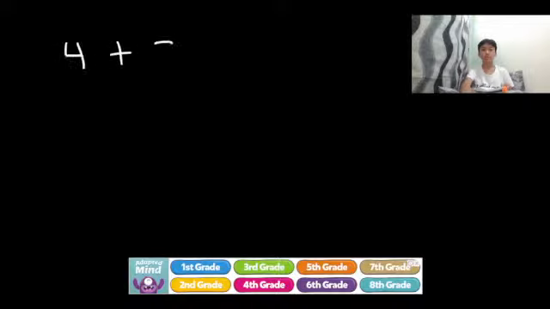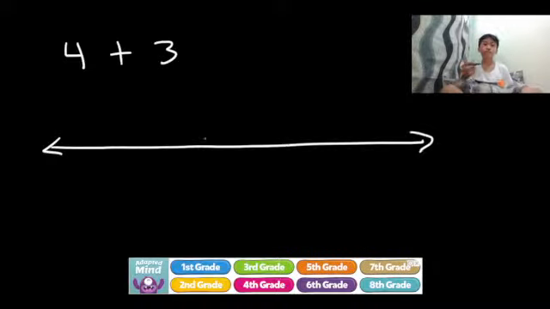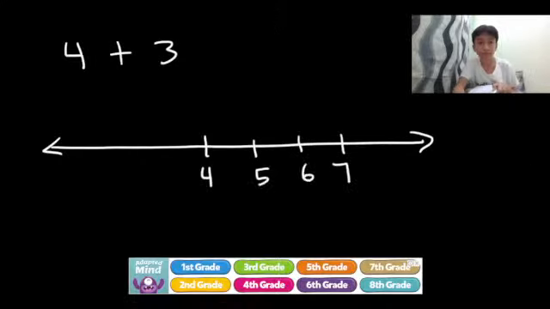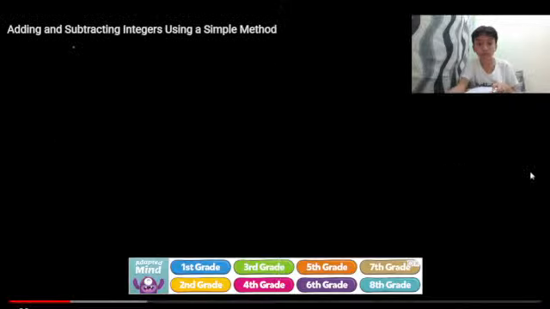Let's work on another example. 4 plus 3. So if we start with 4, and if we travel 3 spaces to the right, this is going to be 5, 6, 7. So therefore, 4 plus 3 is equal to 7. Isn't that helpful whenever you need to add?